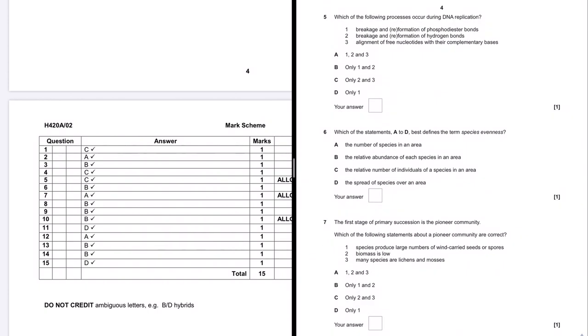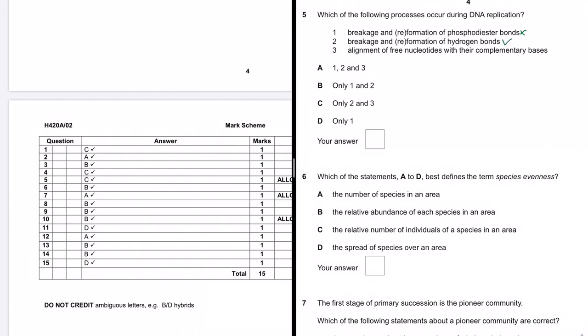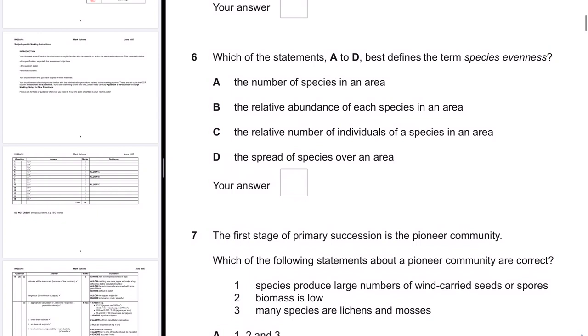Which of the following processes occur during DNA replication? Breakage and reformation of phosphodiester bonds during replication does not occur. Breakage and reformation of hydrogen bonds does occur. Alignment of free nucleotides with their complementary bases does occur. So 2 and 3 should be okay.